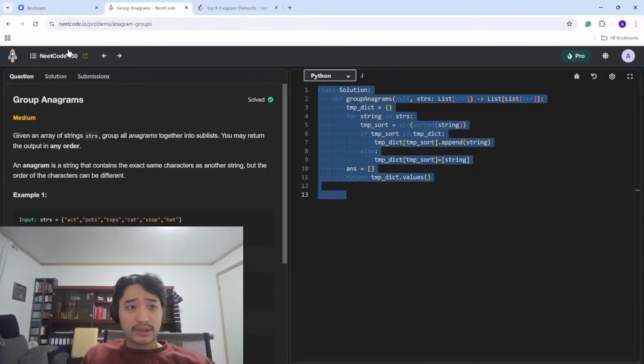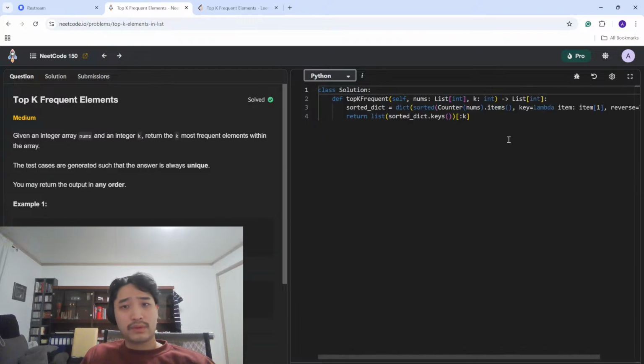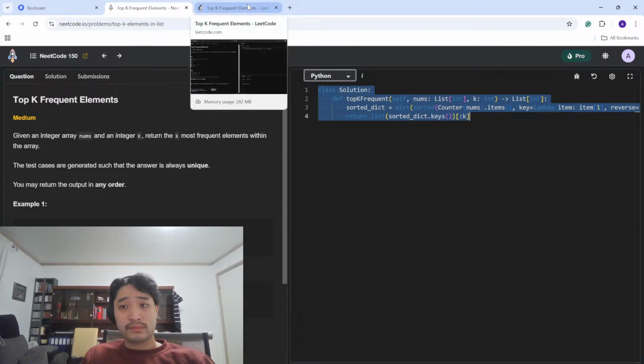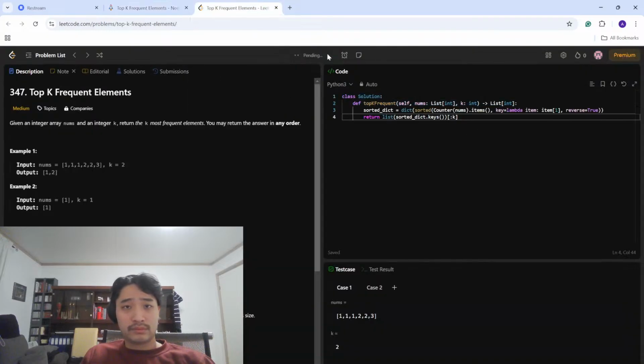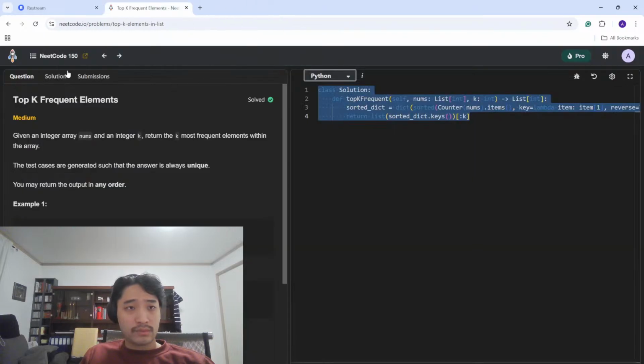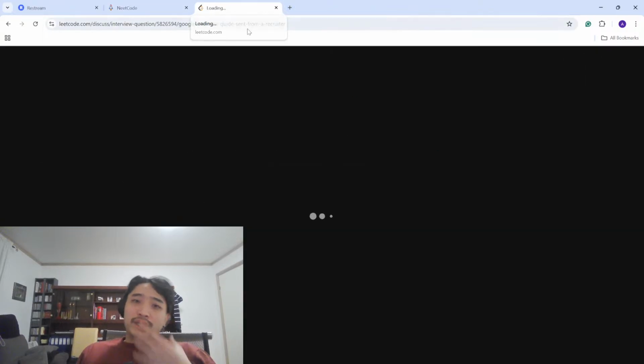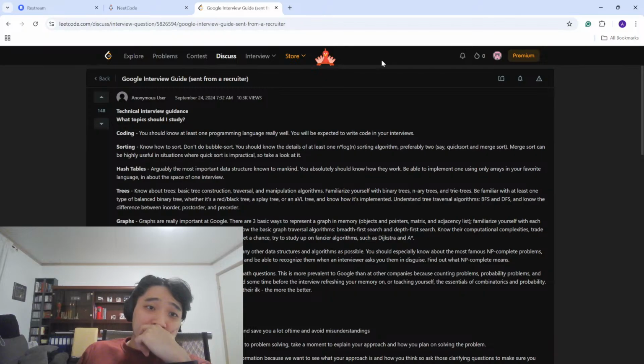Apparently it doesn't work, I don't care. And top K elements. Checking my Leetcode stats.